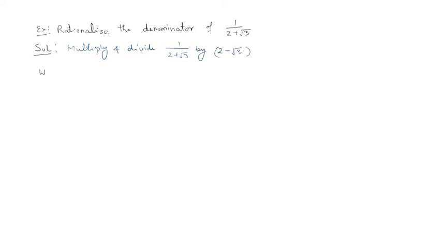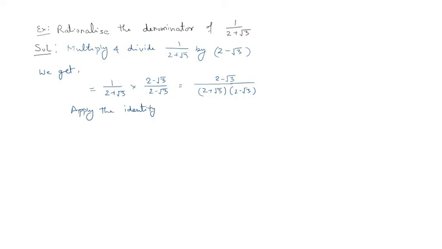So we get 1 upon 2 plus square root of 3. We will multiply it by 2 minus square root of 3 and divide by 2 minus square root of 3. So we will get 2 plus square root of 3 times 2 minus square root of 3 in the denominator. Now we will apply the identity to the denominator.